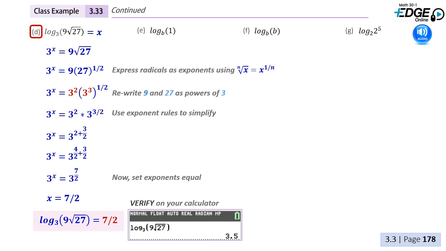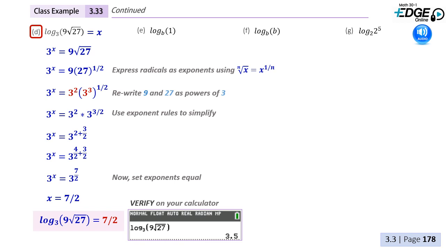We have two different power laws to apply here. The 3 to the power of 3 is raised to the power of 1/2. Here we will multiply the exponents together. 3 times 1/2 makes 3 over 2. Next, we have 3 squared times 3 to the 3/2. In this case, we are adding the exponents. 2 plus 3 over 2 requires us to write the 2 as 4 over 2 in order to have common denominators. 4/2 plus 3/2 gives us 7/2, which corresponds to the exponent of x.